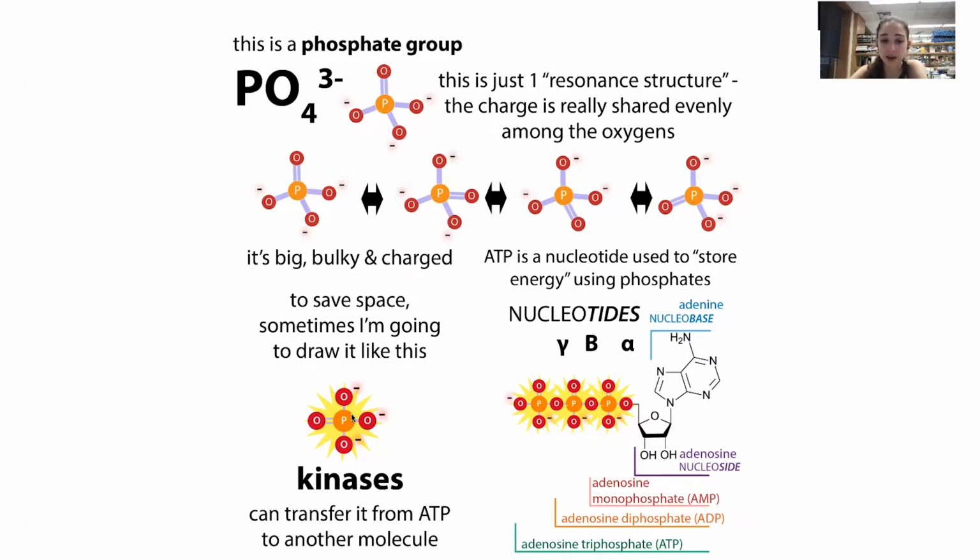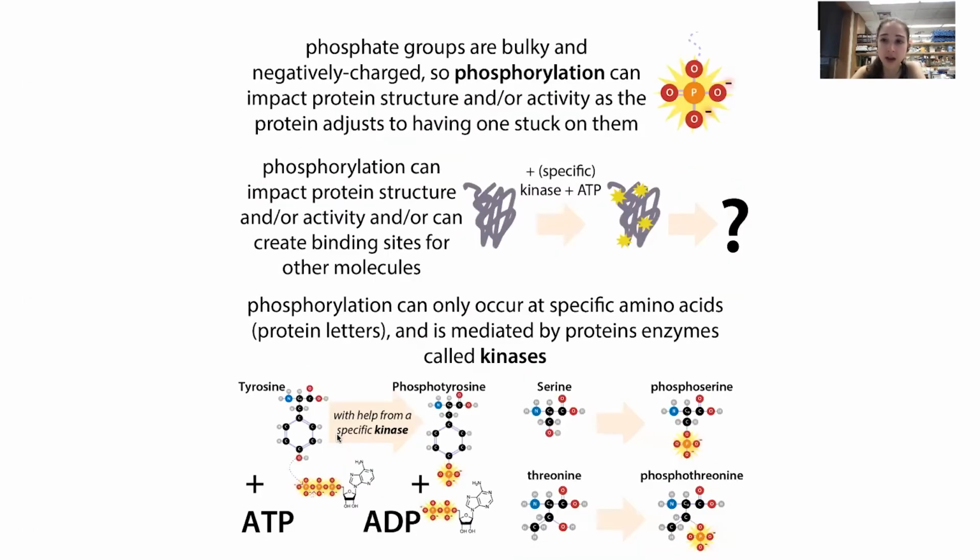So we're going to add this phosphoryl group, so this phosphate and 3 oxygens. But typically we just say add a phosphate group. And yeah, but just if you want to be technical about it. So phosphorylation can only occur at specific amino acids because we need to have that oxygen that's going to attack the phosphate.